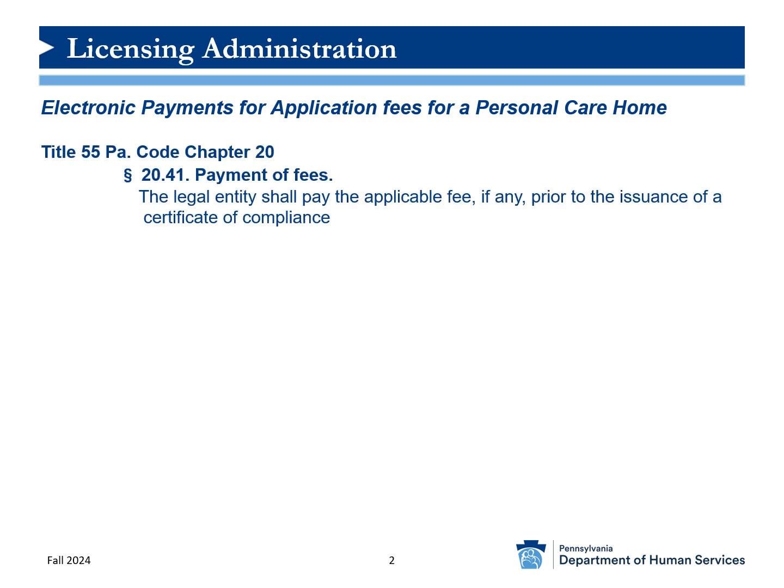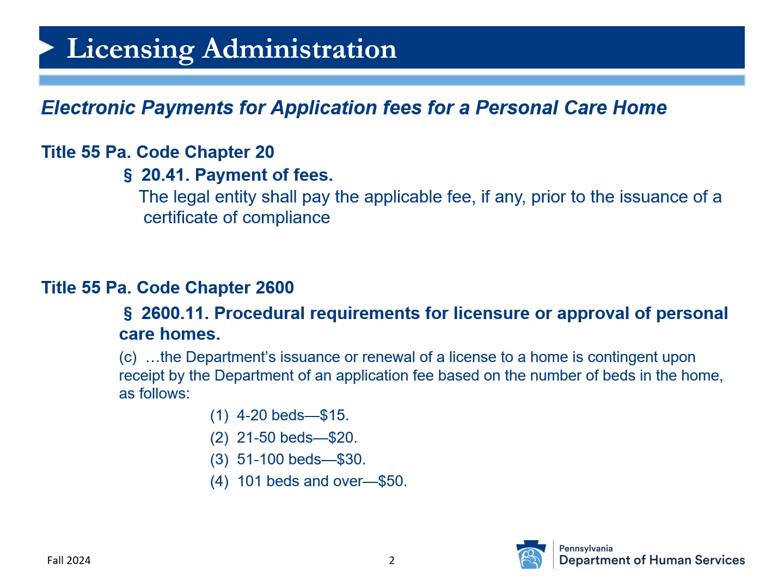The law that requires payment of fees is Title 55 PA Code Chapter 20. The specific fees can be found in this chapter, as well as the Chapter 2600 regulations which pertain to personal care homes. This chart lists the fee for the application based on the number of beds the personal care home has. This is the total application fee. It is not a per bed fee.